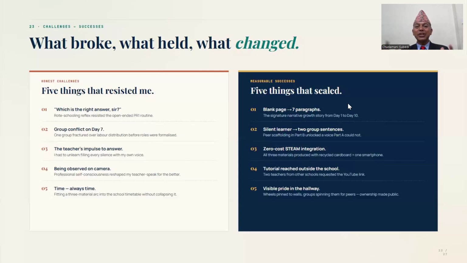The story of success: a blank page turned into 7 paragraphs. The signature narrative growth story from day 1 to day 10. Silent learner to group sentences. Peer scaffolding in part B unlocked a voice part A could not. Zero-cost STEAM integration: all 3 materials produced with recycled cardboard and a smartphone.